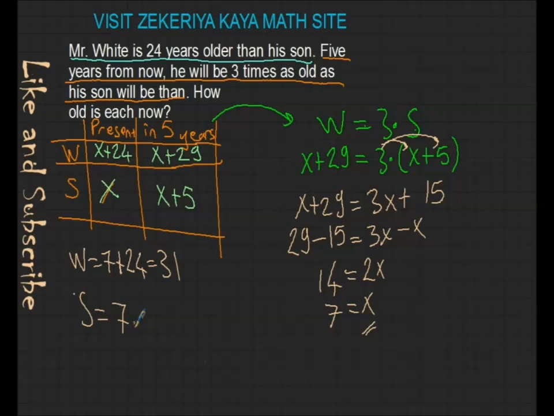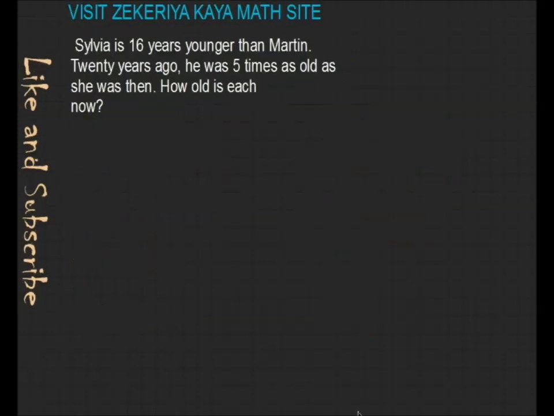Think about after 5 years. What will happen after 5 years? Son's age will be 7 plus 5, 12. Mr. White's age will be 31 plus 5, 36. 12, 36. 12 times 3 makes 36. So, we found the true result. Okay? Yes, everybody, let's solve another problem about age problems.